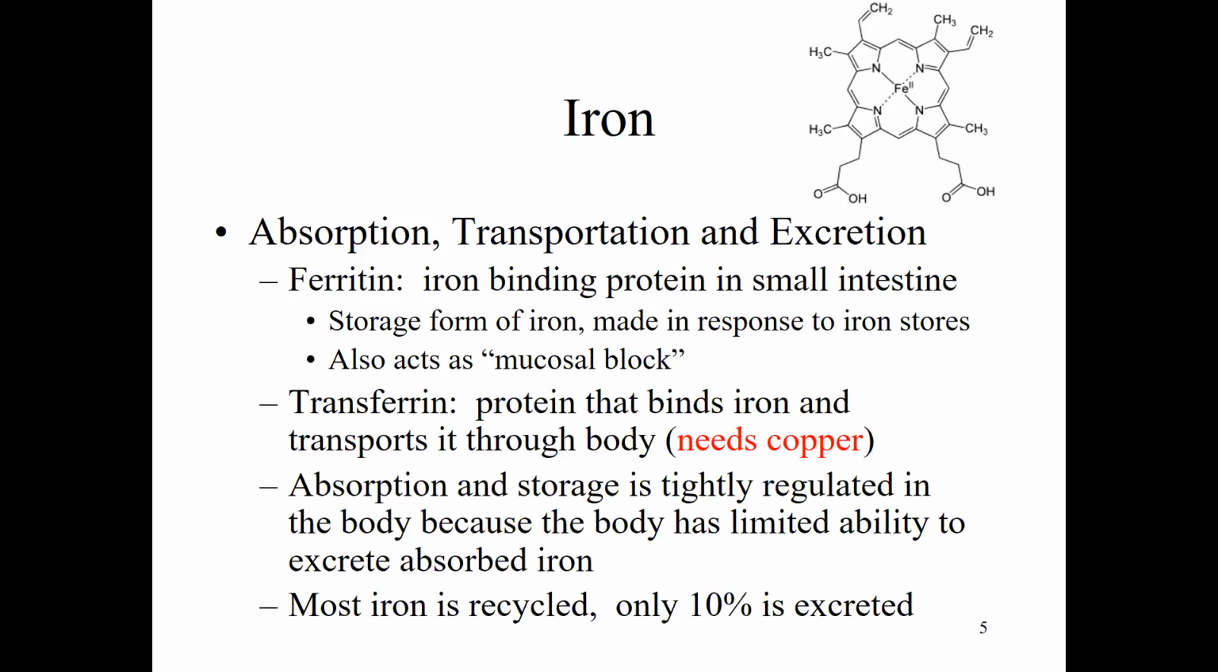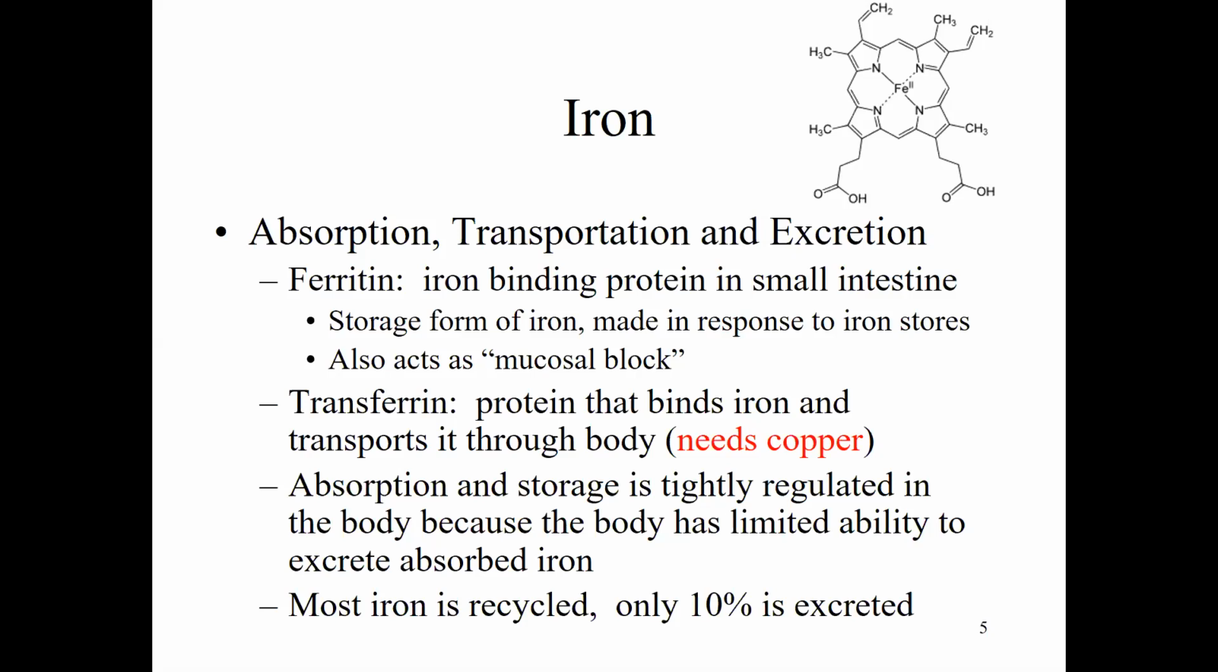So basically, when you have a lot, the ferritin blocks the intestine from absorbing more iron because too much iron in the body is not good. It actually can do a lot of damage. So that mucosal block is helpful in helping prevent iron toxicity within the body. So that's in the small intestine.